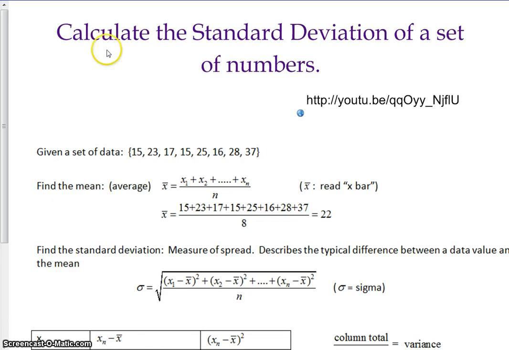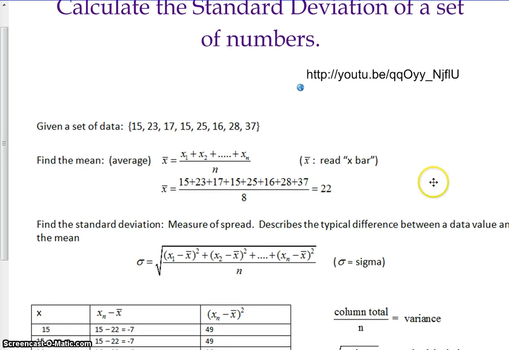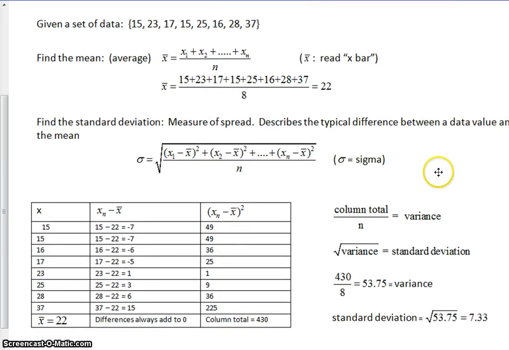So let's talk about how we calculate this by hand. Maybe in class we'll see if I have a video to show it too. But let's just talk about it. We have a set of data here: 15, 23, 17, 15, 25, 16, 28, 37. What I would do first is find the average. We're going to be using this symbol called X bar, and X bar is the mean, or the average, of all of the numbers given. So I'd add up all of these numbers and divide by 8. When I do that, I get an answer of 22. 22 is my mean. So now I want to find the standard deviation.